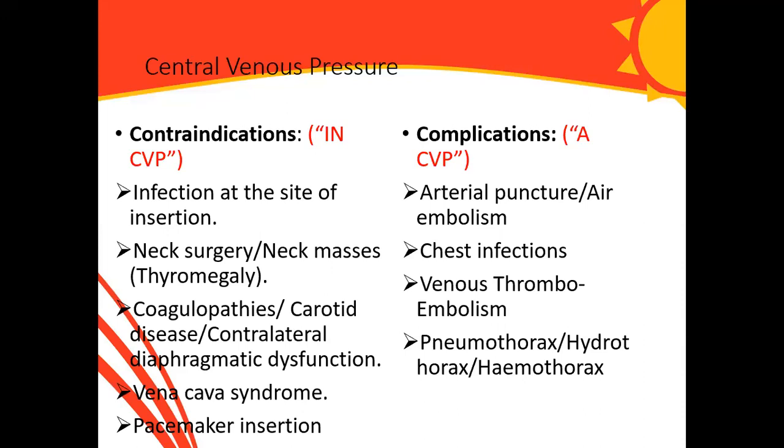And that's why it's important that immediately after siting your central venous catheter, you obtain a chest X-ray. One of the reasons you do that is to rule out a pneumothorax. And you can actually have hemothorax or hydrothorax as a complication of central venous catheter insertion.